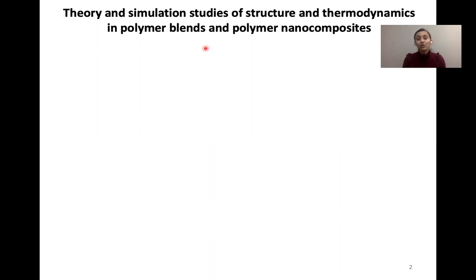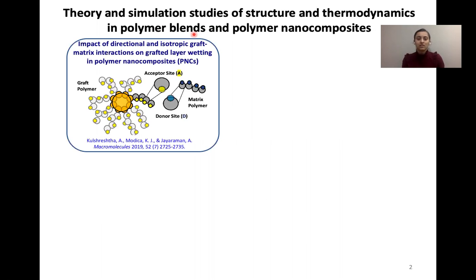Before I begin, I wanted to give a brief overview of my work, which involves theory and simulation studies of structure and thermodynamics in polymer blends and polymer nanocomposites. Some of my work was focused on understanding the impact of directional and isotropic graft matrix interactions on grafted layer wetting in polymer nanocomposites. This was done by the development of a coarse-grained model for directional interactions that captures the long length and time scales of polymers, as well as the short length and time scales of hydrogen bond formation between graft and matrix polymers in polymer nanocomposites.